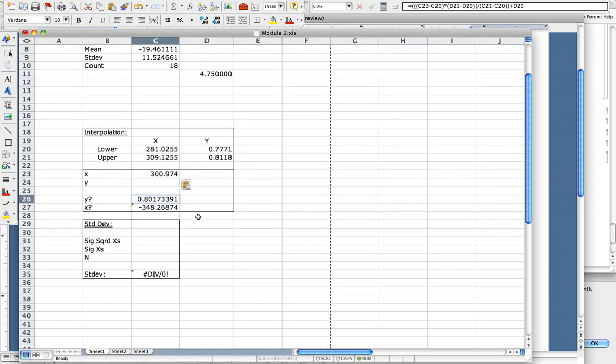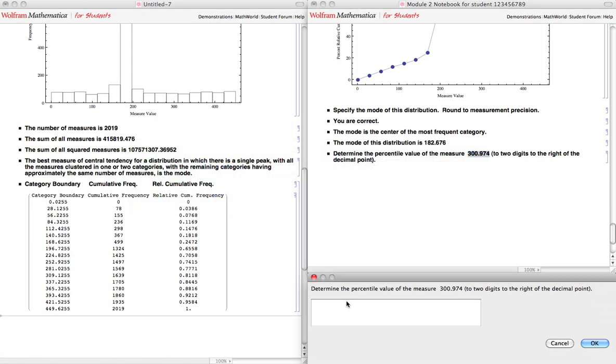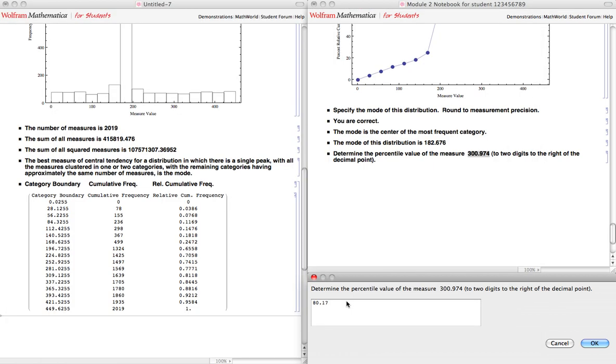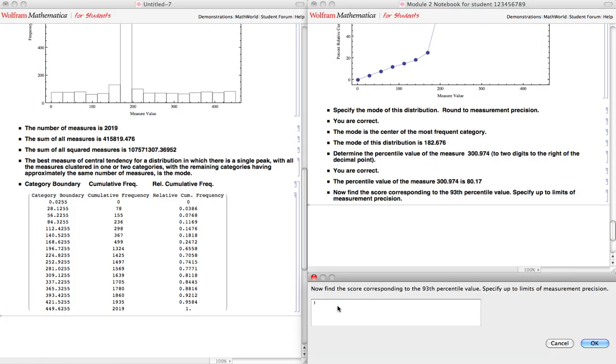So the y, the percentile value that corresponds to 300.974 is 80.17%. They want it to be to two decimal places, 2 digits to the right of the decimal, so just to double check, 80.17 seems to be the correct answer. Now find the score corresponding to the 93rd percentile value and specify up to limits of measurement precision. So this time it's not up to 2 digits, it's up to 3. You have to be careful about that. You don't want to lose marks for no good reason anyway.